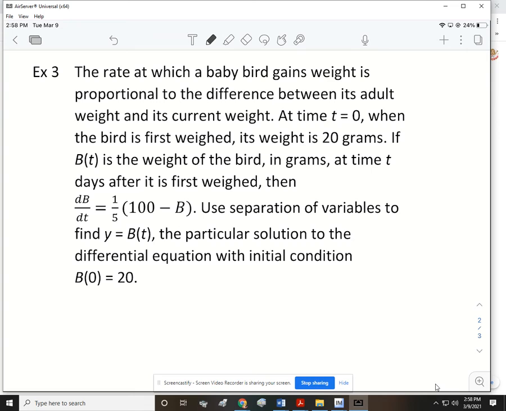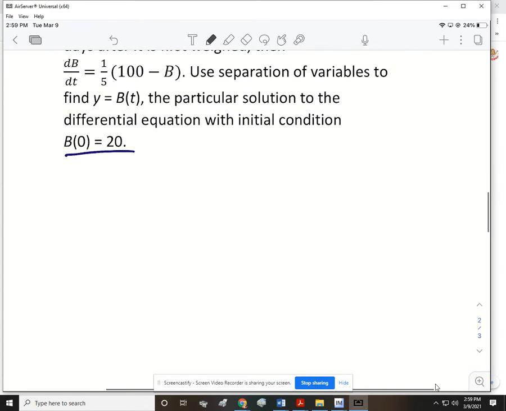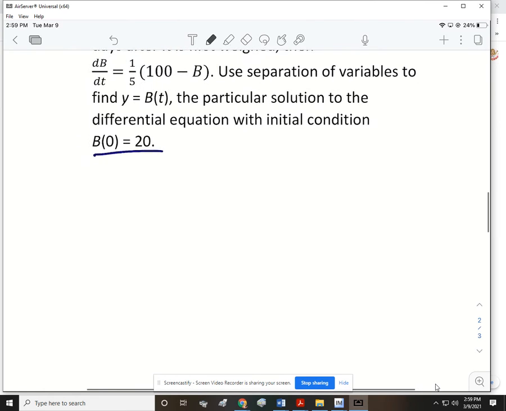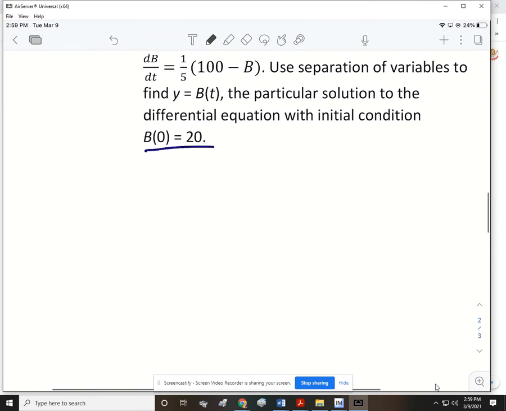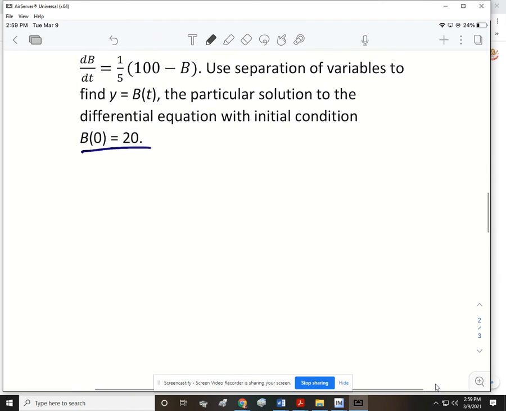So they give you a whole bunch of stuff you don't need. Like they give you in words what the initial condition is, but then they give it to you again. They give you in words about how the weight is proportional, but then they give you the differential equation. So really, we could have started the problem right here. So what we'll do first is separate the variables. So I would divide by 100 minus b and multiply by dt.